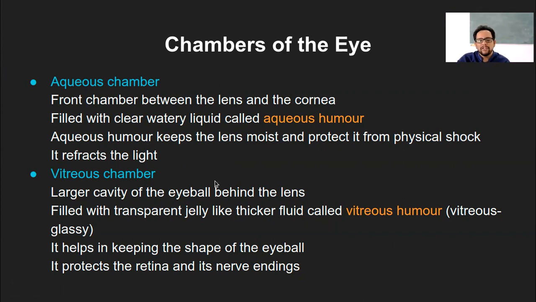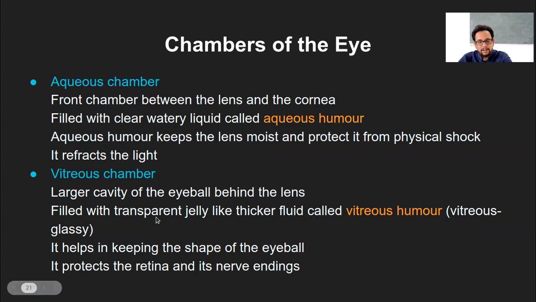And then the second chamber, which is present at the center of the eyeball, is the vitreous chamber. It is the larger cavity of the eyeball behind the lens. So from the front side, first you will meet the aqueous chamber, and then once you cross the lens, at the center of the eyeball will be the vitreous chamber. It is filled with transparent jelly-like thicker liquid. The vitreous humor is a little thicker in consistency compared to the aqueous one, and it's also called vitreous glassy and so on. But you can simply remember vitreous fluid or vitreous humor, which is present within the vitreous cavity.